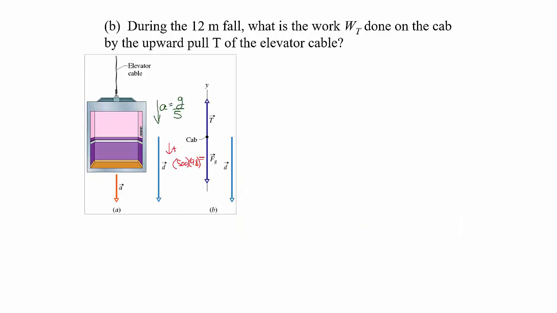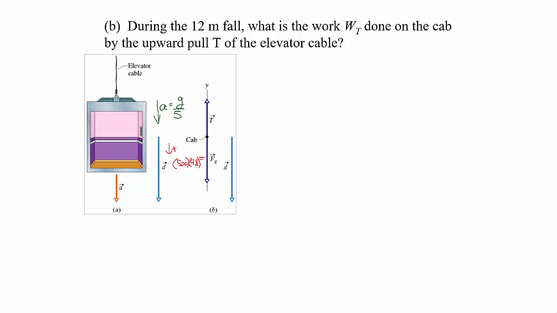Now let's look at the work done by the tension in the elevator cable. This is not a case where the work done by the tension is going to be the opposite of the work done by gravity. This is accelerating downward, and so it's gaining kinetic energy. The work done by the tension in the cable is going to have to be less than the work done by gravity. To be able to calculate this work done by the tension in the cable, we need to first figure out what the tension in the cable is.